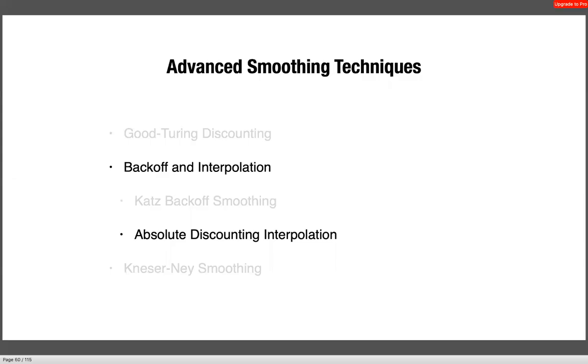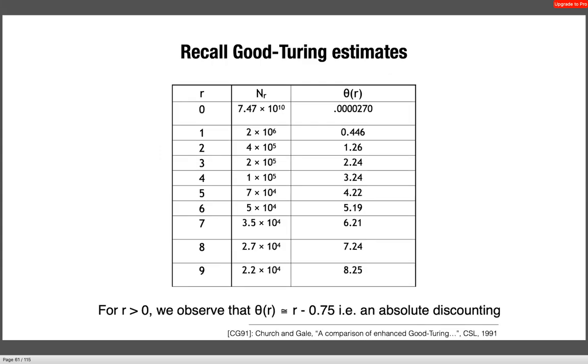End it immediately. Next, we look at an interpolation of language models along with using a discounting scheme, which is much simpler than the Good-Turing discounting. And it hinges on a very simple observation. If you look at this table, again, as before, here you have the counts and then the number of tokens which appear this many times, R times. Here, theta of R is the discounted count according to the Good-Turing smoothing scheme.